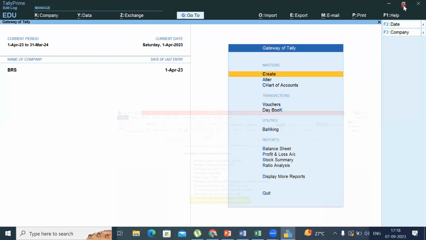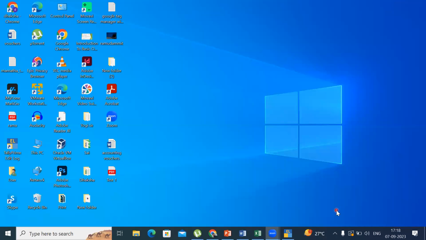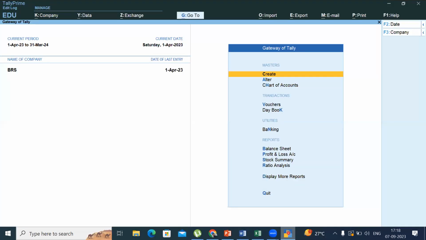Just minimize the screen and double click Tally. You know the procedure. Within a few minutes, Tally will be ready on the desktop screen. See, I have already opened Tally. One company is already activated on the Tally screen. Check on the left-hand side, the BRS. We would like to create our own company. Every day we are creating a new company, for practice purposes.